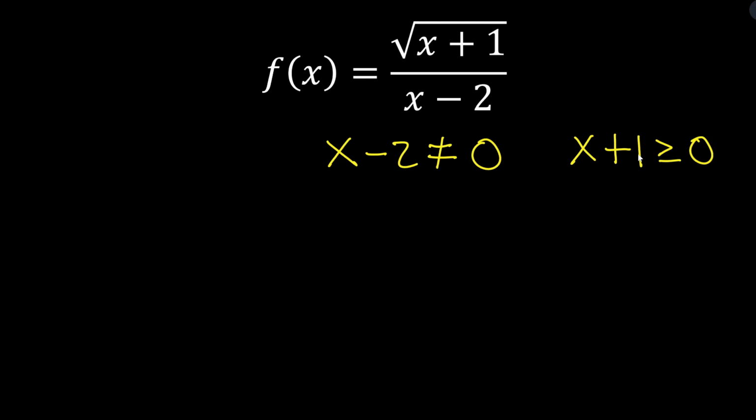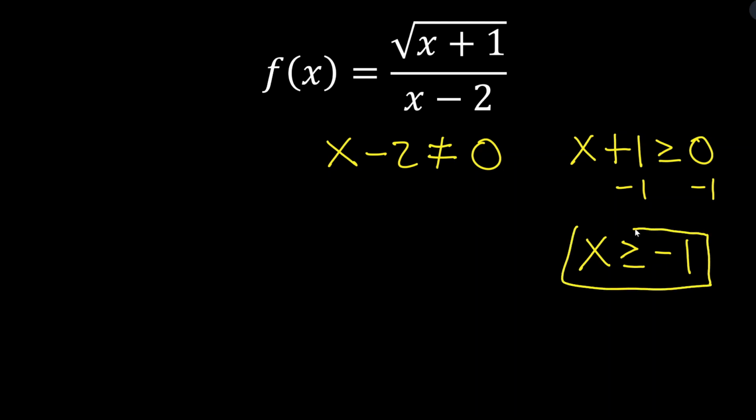If x plus 1 has to be greater than or equal to 0, we could subtract 1 from both sides, and we get x is greater than or equal to negative 1. So that's one domain restriction here. X is greater than or equal to negative 1. If x minus 2 cannot equal 0, then x cannot equal positive 2, right? We just added 2 to both sides. So we have these two restrictions that we need to include together. So let's write out the domain.